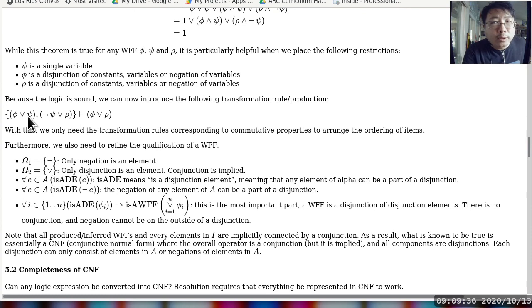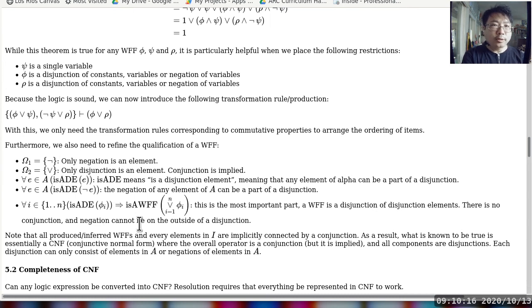But because of the way we define well-formed formulae, which is outlined down here, we know that psi cannot be more than just a variable or the negation of a variable, because if it is anything more than that, then we would have failed the qualification to be a well-formed formula for this disjunction or the other one. Psi has to be either a variable or the negation thereof.